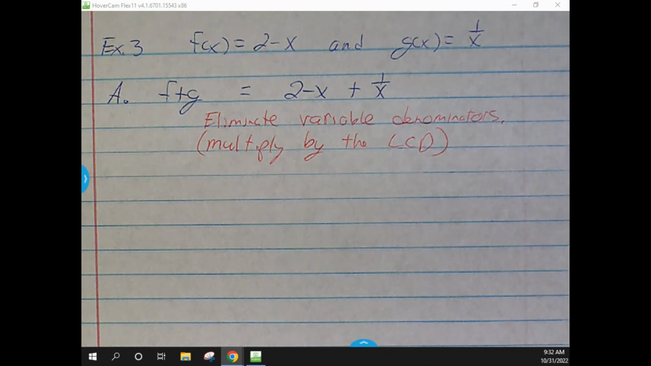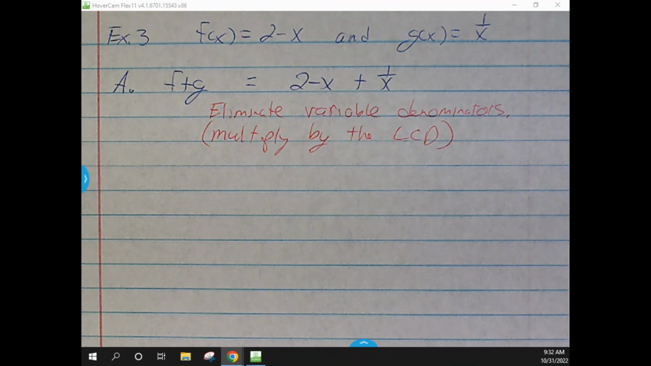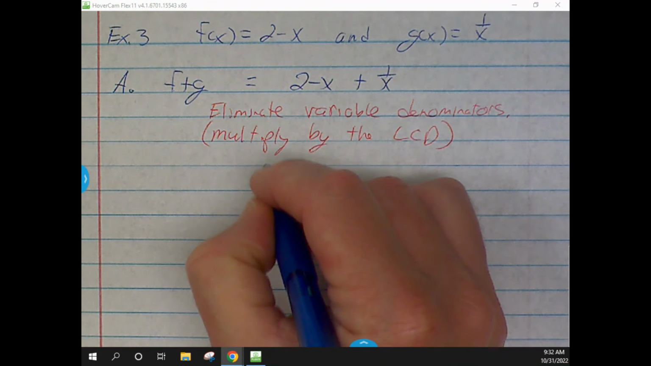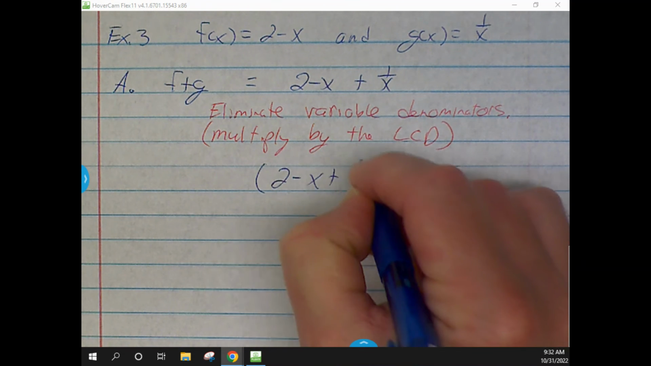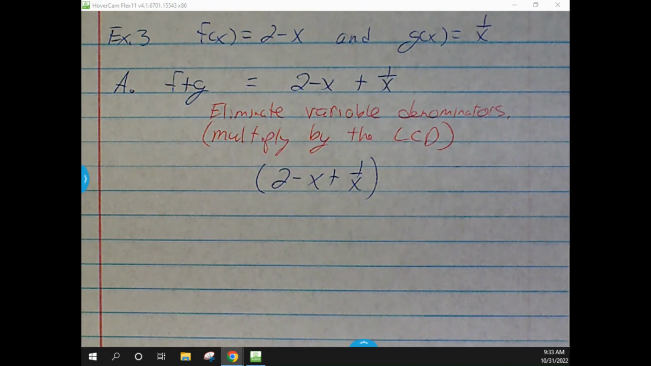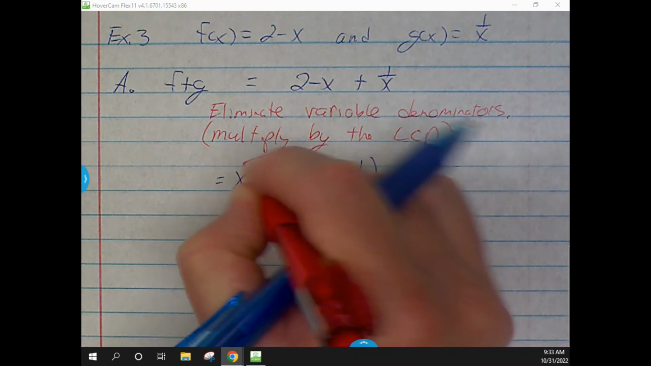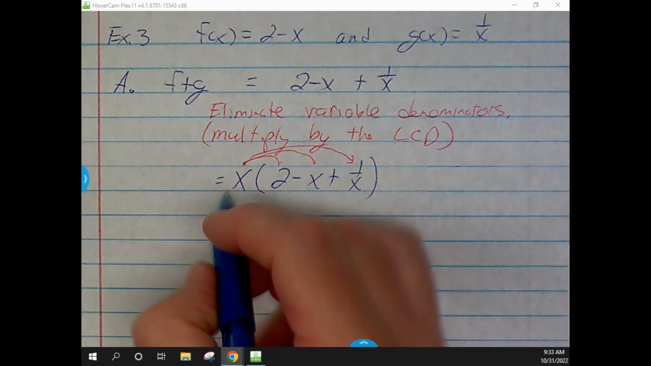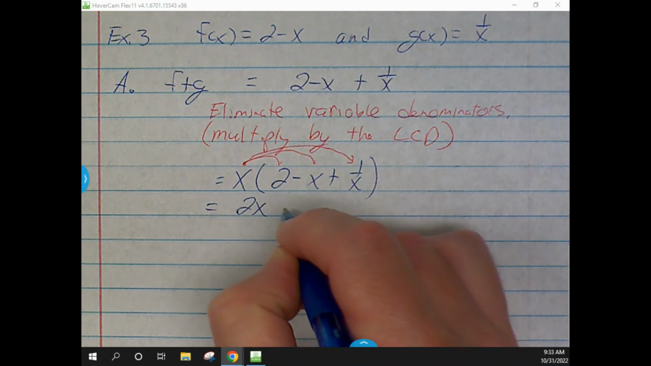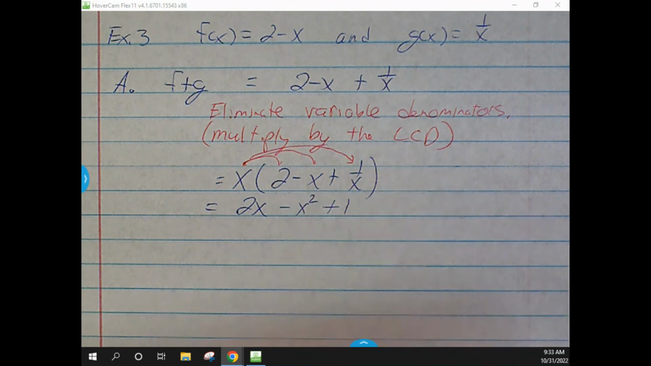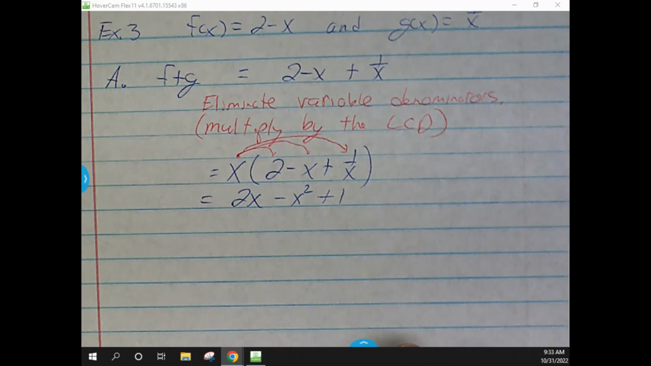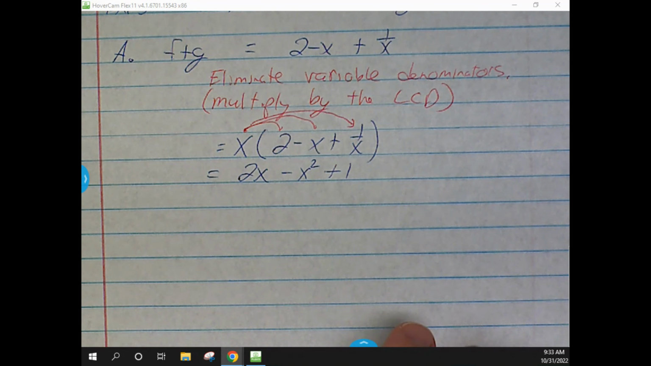Which in most cases is going to be pretty easy, because what's the only thing in our denominator? It's x, right? So we're going to take every single term that's here and multiply by x. So it's x times 2, x times x, and x times 1 over x. So if we do that, we've got 2x minus x squared plus 1.